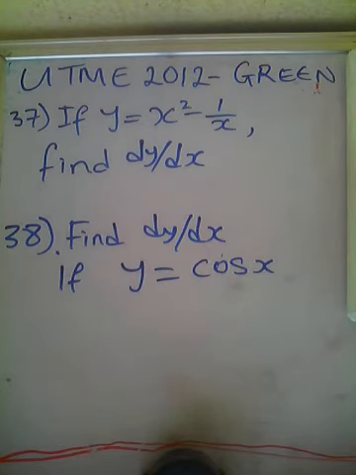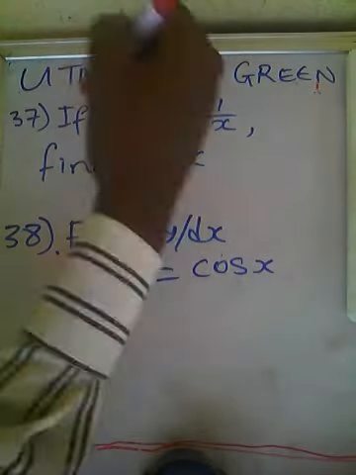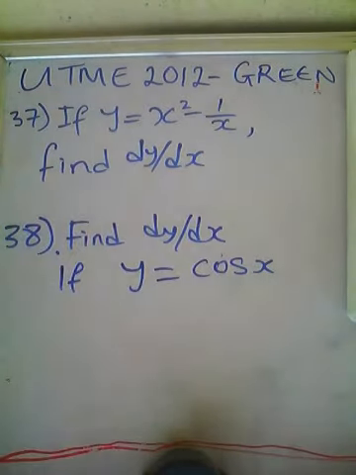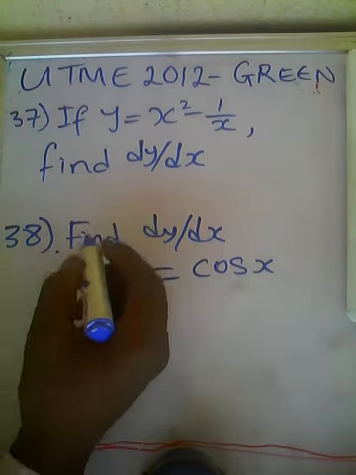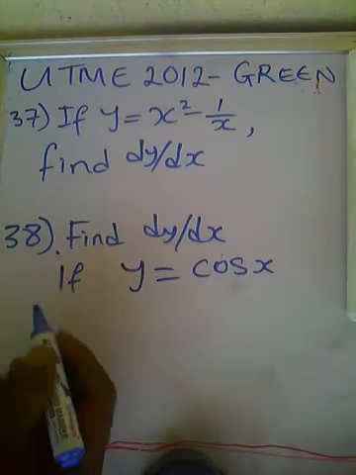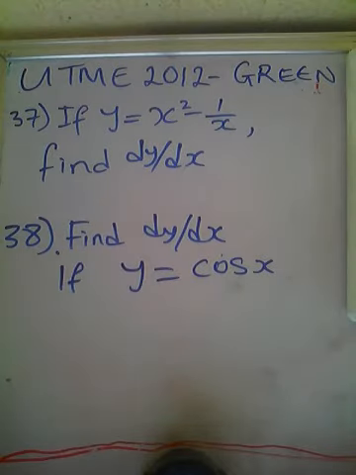The first question, number 37, is if y equals x squared minus 1 over x, find dy/dx. That is, find the derivative of this function. Now, the second question, which is number 38, states that find dy/dx if y is equal to cos x. Now, let us do that very quickly because of time.